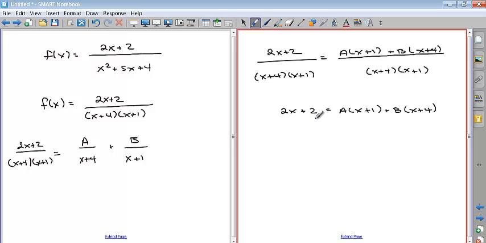When you're dealing with linear factors, you choose x to be the two numbers that make each one of those go to 0. To make this term in the parentheses be 0, x has to be -1. And to make this one go to 0, you let x equal -4. Then you plug each of these into the original equation. So you have to plug x in.